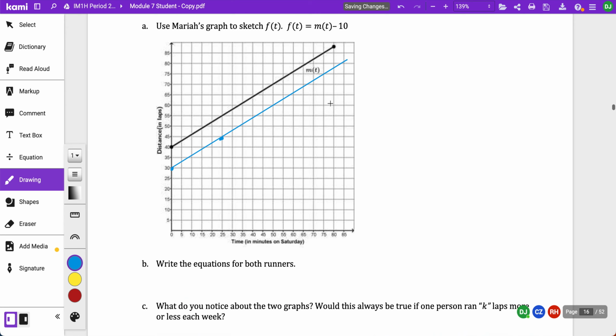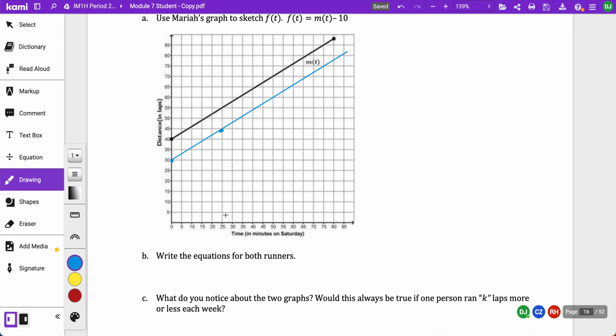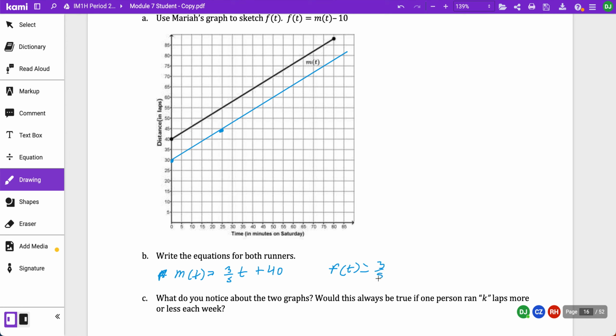So let's go ahead, once again, write the function for both people. The first one for Mariah, hers would be m of t is equal to 3/5 t, so that's what they're running together, plus 40. And then Fernando would be f of t is equal to 3/5 t plus 30.